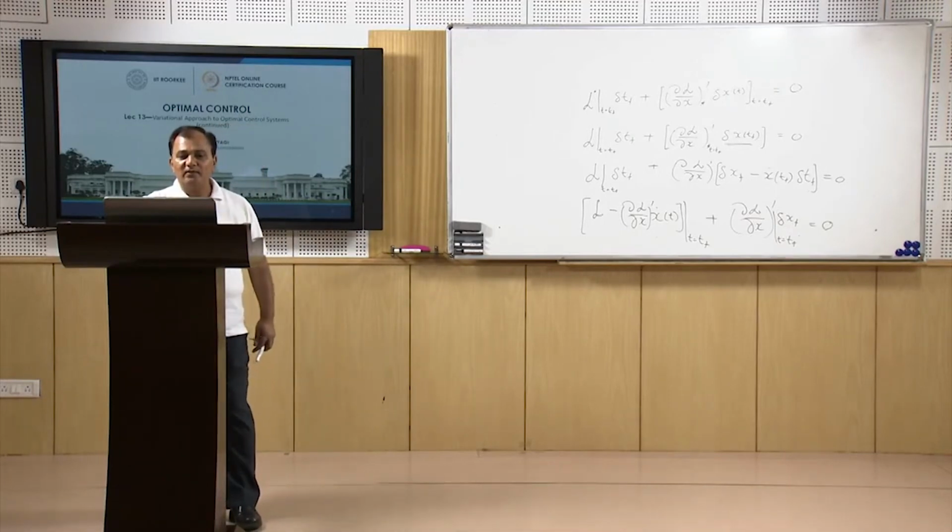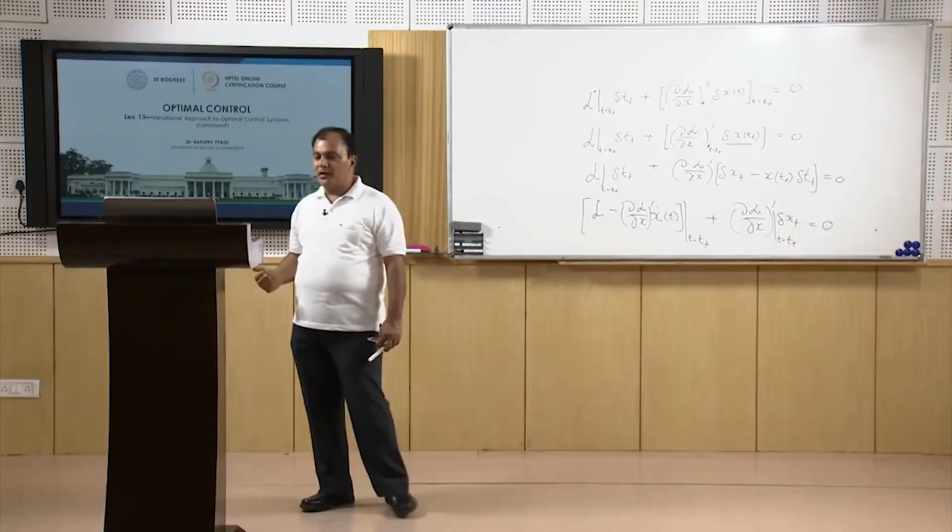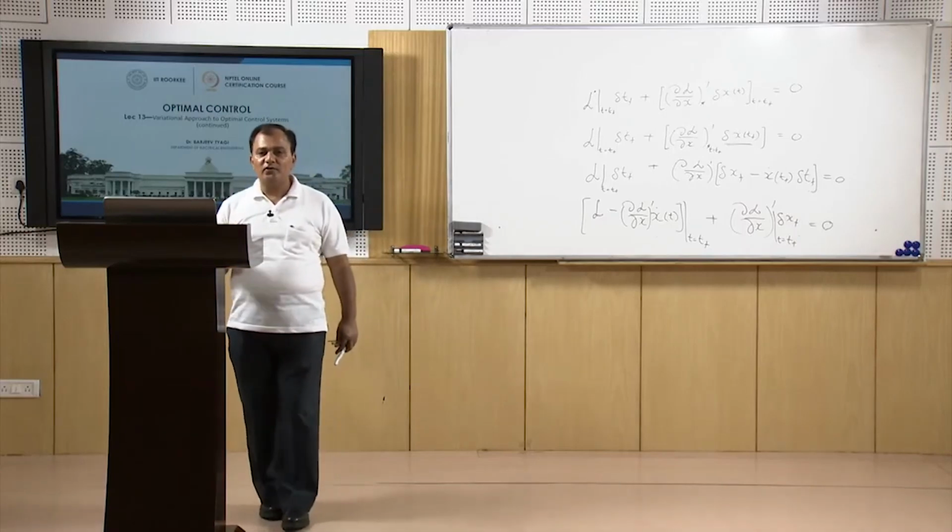So, with this I have my Lagrangian equations as del L by del x minus d by dt of del L by del x dot equal to 0. So, first condition I get as my EL equation, second is del L by del u equal to 0, my control equation, this is my del L by del lambda equal to 0, which gives me my state equation, and this is my final boundary condition. So, these conditions can be used to solve any optimal control problem in which u is not constrained.